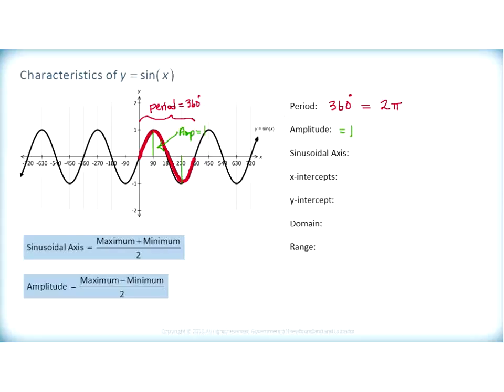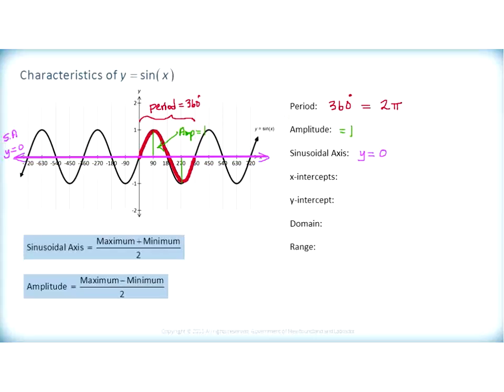The equation of the sinusoidal axis is a central line that passes through the middle of your graph. So in this case, the central axis, or the sinusoidal axis, that passes through this graph is y equals 0. That's the equation of the sinusoidal axis, which is the x-axis in this case.